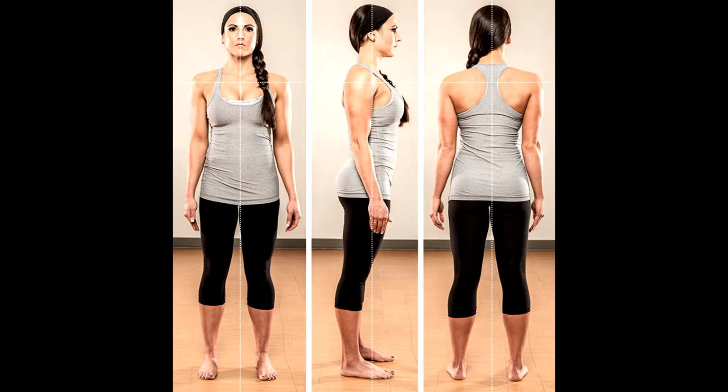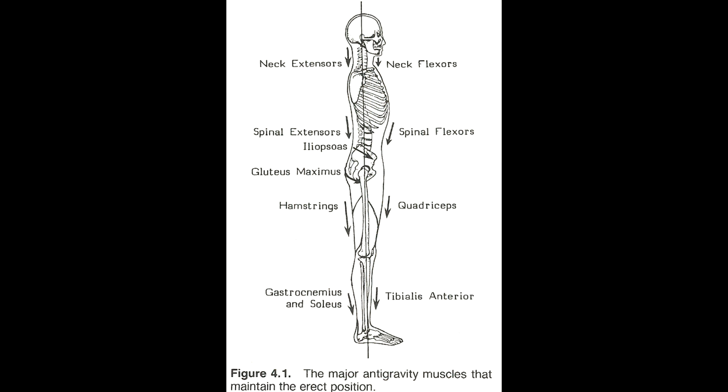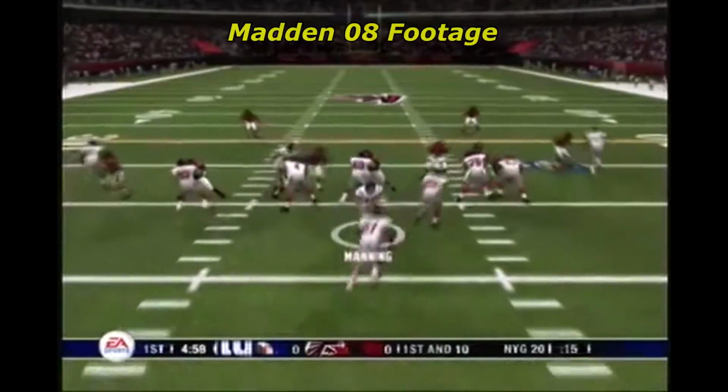Same with this young lady. Her legs are straight. Her knees are not bent. They're not poking out. Legs are straight. This is basic anatomy. Basic human posture, basic anatomy. But let's take a look at something here.